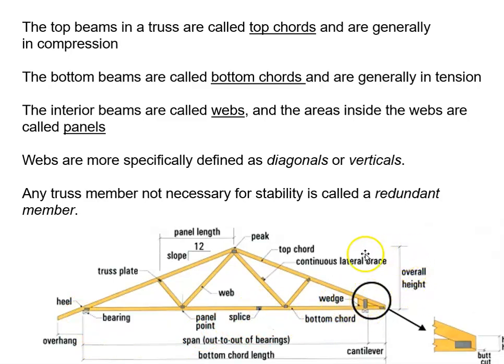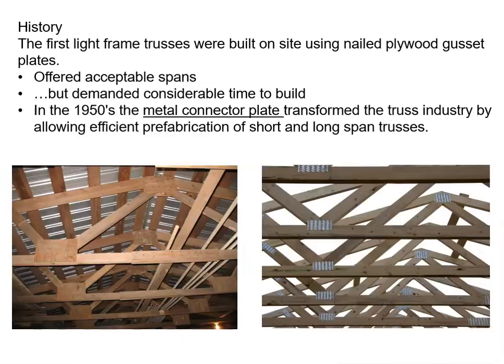And what else? Overall height is the vertical height we see right there, and that's the length of it, or the most of it there. That's the most important parts of the truss.